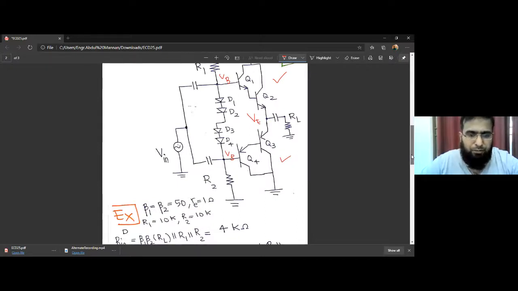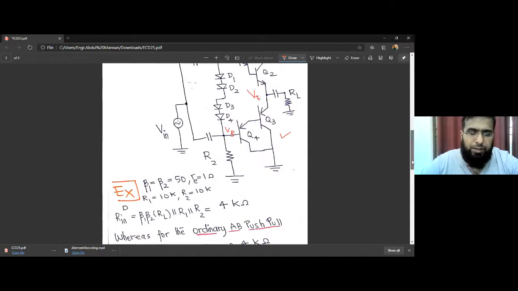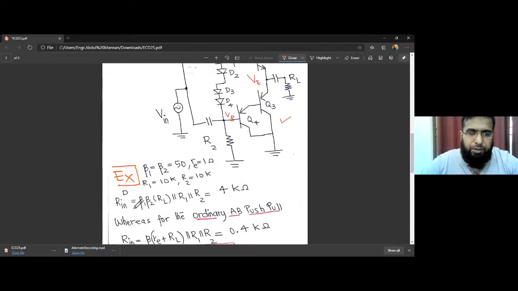And Re is approximately 1 ohm. R1 is 10K and R2 is 10K. So Rin should be beta 1 times beta 2 times RL in parallel with R1 in parallel with R2. So plugging all these values in, 50 times 50 is 2500. So this product is the deciding factor.